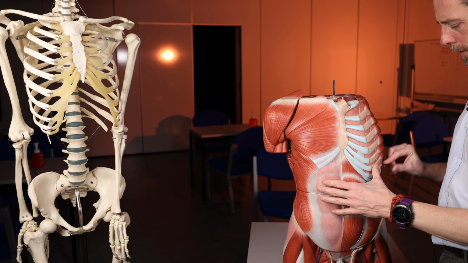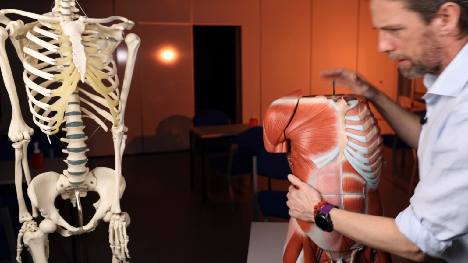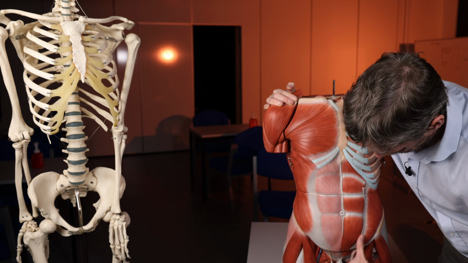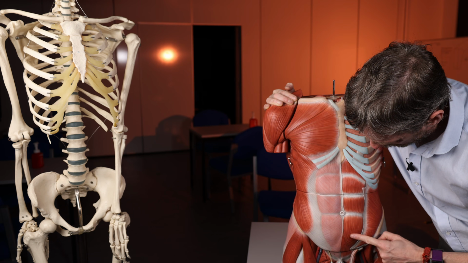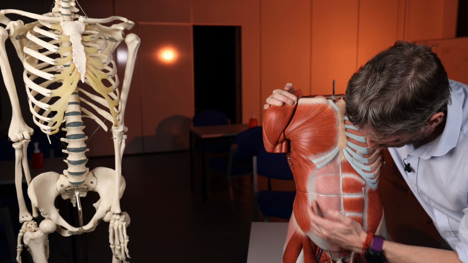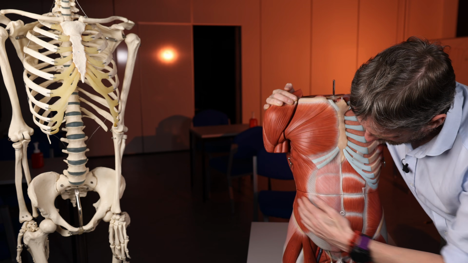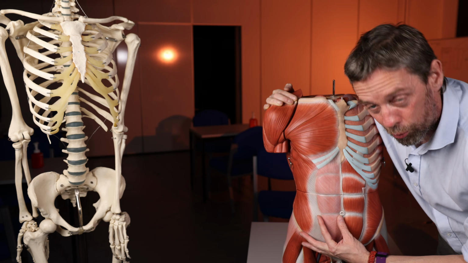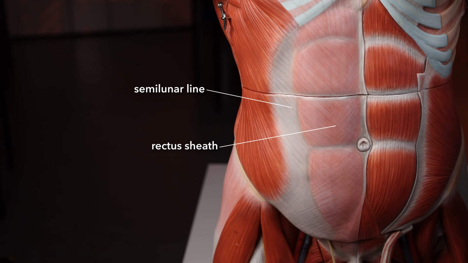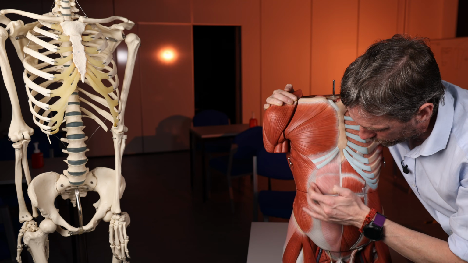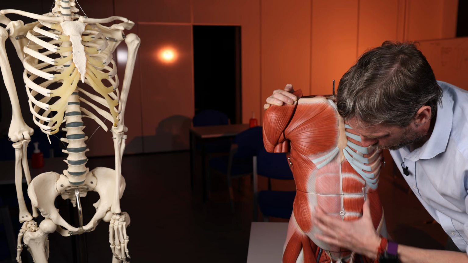All right, final word for you today is the semilunar line. This lateral border of the rectus abdominis muscle, there's kind of like a curved line here where the lateral muscles become an aponeurosis and form the rectus sheath, which is what those aponeuroses, those connective tissues, form around rectus abdominis. This is the semilunar line here at the border where that change occurs.